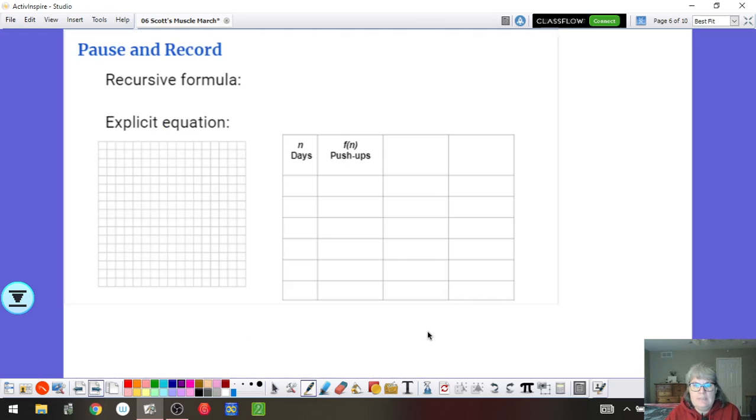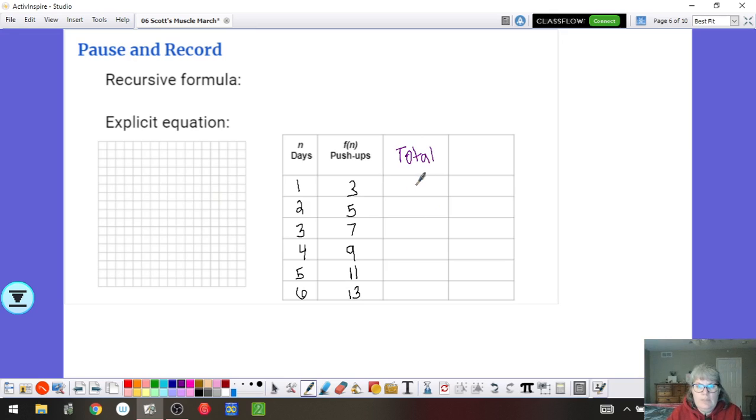So I'm going to go to a table, and the first column is the day number. So we have 1, 2, 3, 4, 5, 6. We know from previously that the number of push-ups he did on day 1 was 3, on day 2 was 5, 7, 9, 11, and 13. I'm just going to use the next column, and I'm just going to call it the total.